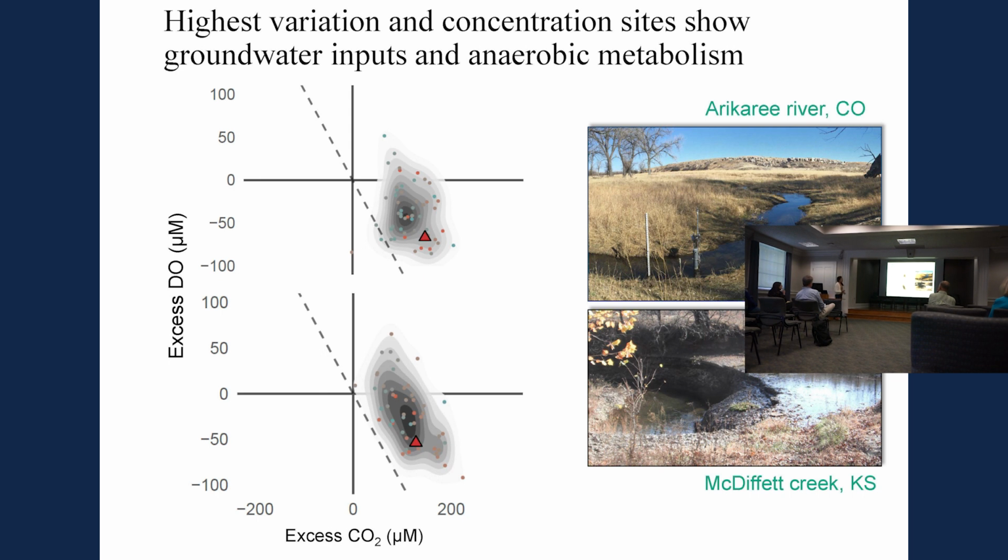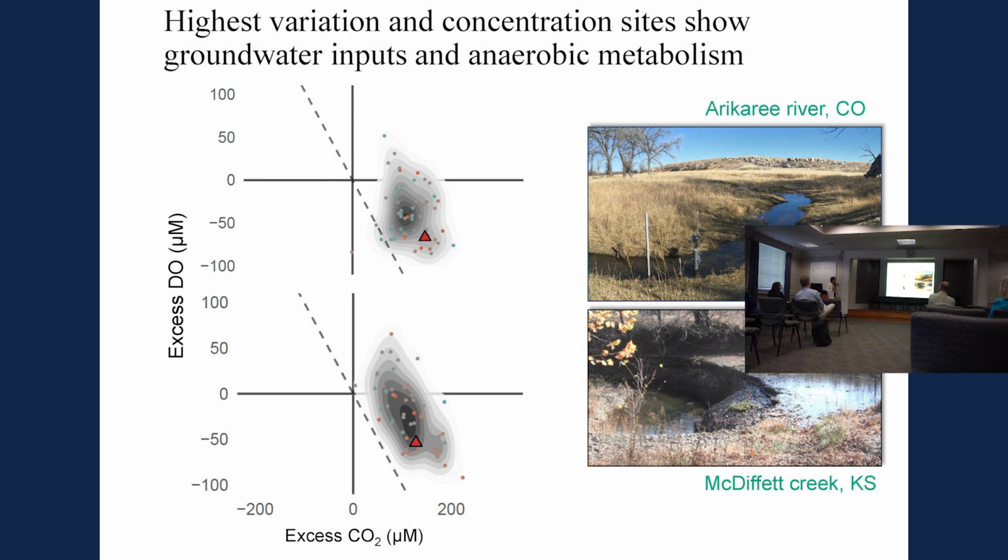And these are a couple examples. I just pulled out 2 sites as examples, the Arickaree River in eastern Colorado and McDiffit Creek in Kansas, which are both these slower, low gradient, organic matter-rich streams, which tend to be depleted in dissolved oxygen, which is what you're seeing on the y-axis here, but also be very supersaturated in carbon dioxide. And by looking at these relationships, we can conclude that these sites have potential groundwater inputs or potential anaerobic metabolism, just based on that balance.